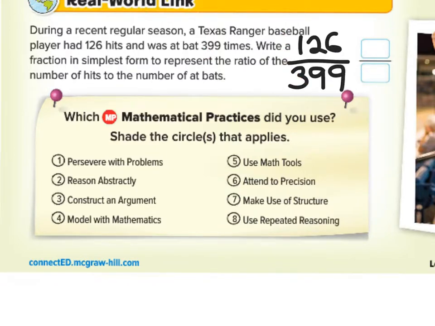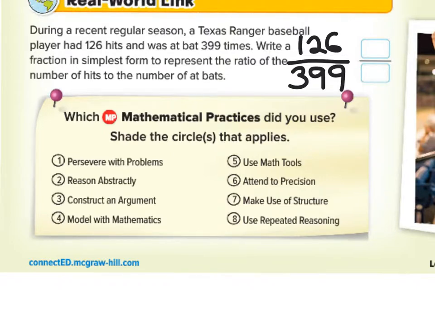Now we have to simplify it, and we can check to see if both of these numbers are divisible by 3. The divisibility rule to see if something is divisible by 3 is we simply find the sum of all the numbers and see if you get a multiple of 3. So for example, here we have 1 plus 2 is 3 plus 6 is 9. So 9 is a multiple of 3. That's divisible by 3. And then we have 9 plus 9 is 18 plus 3 is 21. That's also a multiple of 3. So both these numbers are divisible by 3.